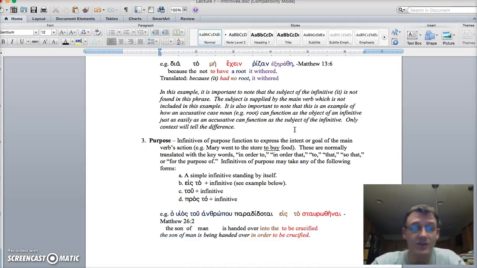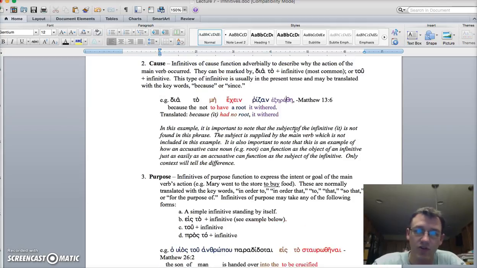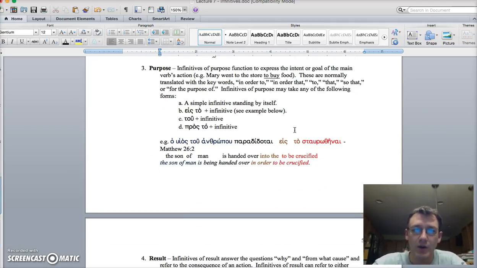Okay, let's move on to purpose. Now, purpose gets a little bit more hairy, whereas in causal, we just had the two forms, dia to or to. Here, purpose gives us several options. It could just be an infinitive by itself. It can be this form here, which is called the eis to, another to. So if you just see the to plus the infinitive now, it could either be causal or purpose. And then we have pros to.